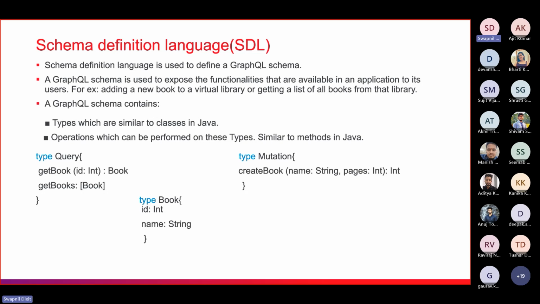You can see in the query, we have written two queries, getBook and getBooks. In the mutation, we have written a simple createBook. We can also add other things here, like for updating or deleting. The third is a type Book, where we define it just like we used to define model classes. It is the same thing.